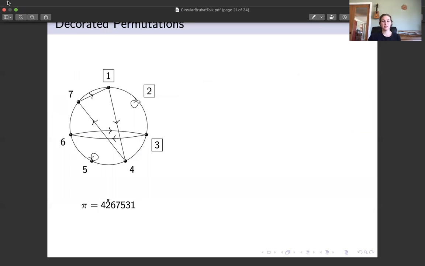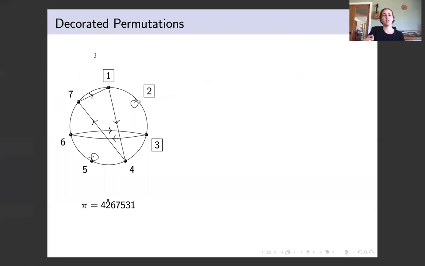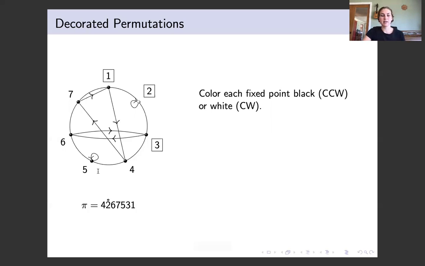Stemberger was concerned with regular permutations, and our theorem is actually concerned with something called decorated permutations, which are easily explained through an example as shown here. Each decorated permutation can be represented with a chord diagram, which is what this is. You can read this chord diagram as 1 maps to 4 and 2 maps to itself, and so on. As you might notice, there's something a little different about the 2, and that is because each fixed point in the decorated permutation is colored either black or white. So 2 is colored white, 5 is colored black, and we can represent these with counterclockwise and clockwise arrows.